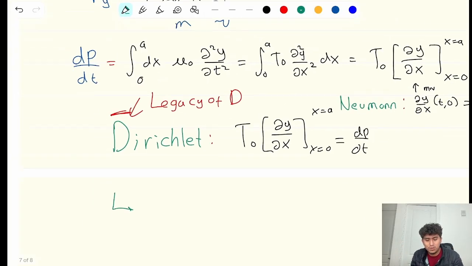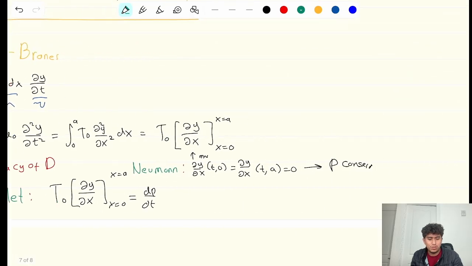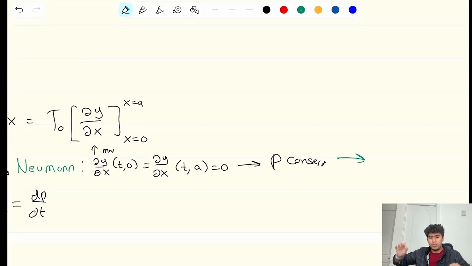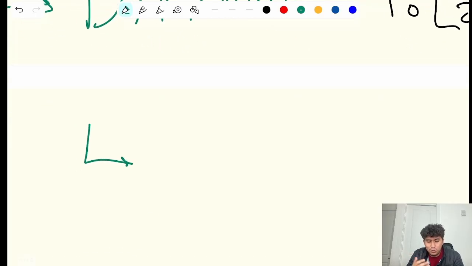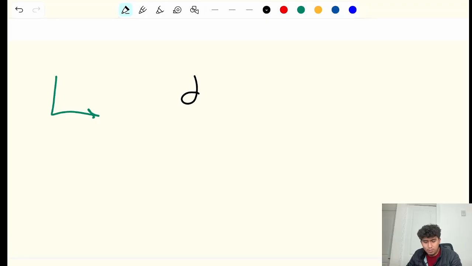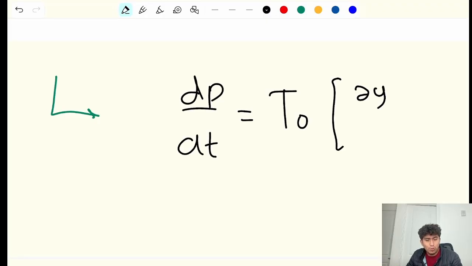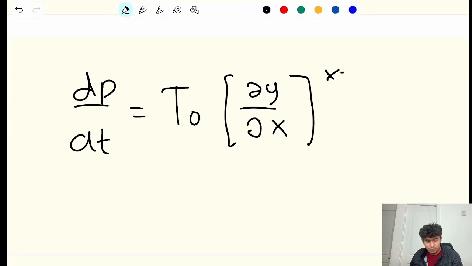This is gonna correspond to strings with fixed endpoints for Dirichlet, and Neumann is gonna correspond to strings with free endpoints, like they can just move around. So the momentum is gonna be conserved. But then when you fix the string to some wall or to something, the momentum is not conserved. That's crazy. So if the momentum is not in the string, then where is the momentum? That was the question that maybe people were asking.